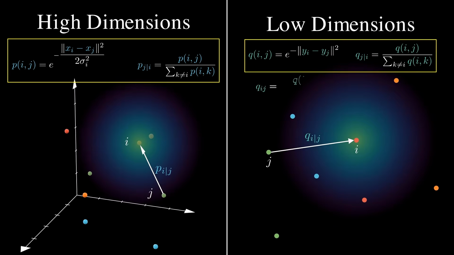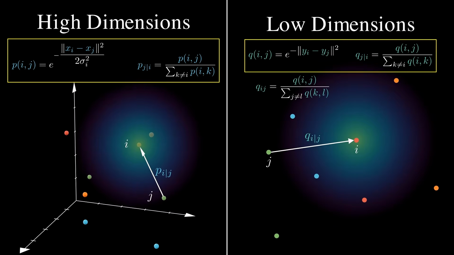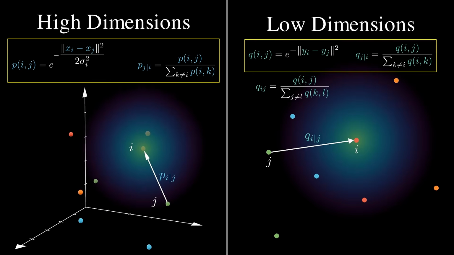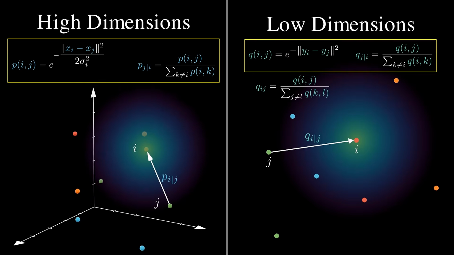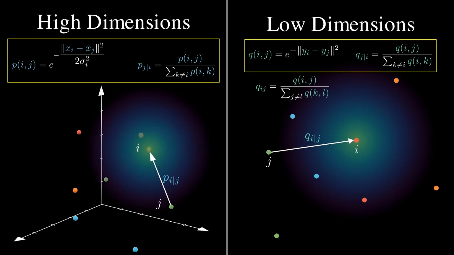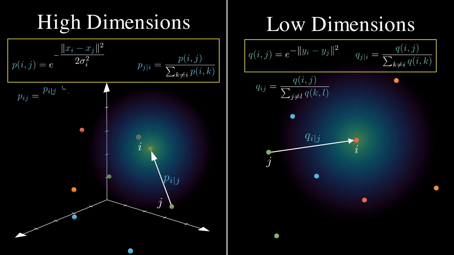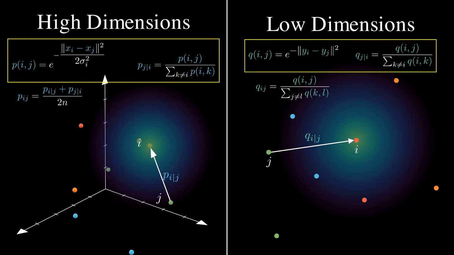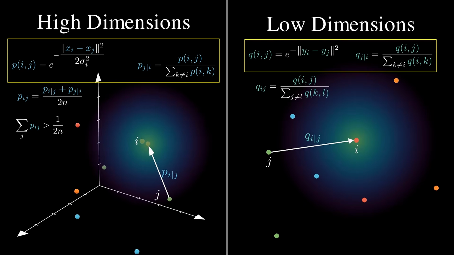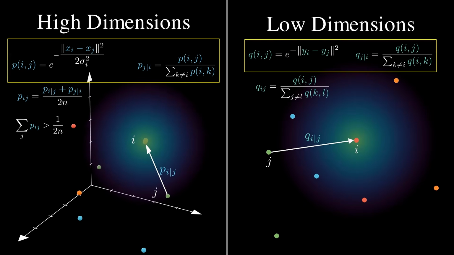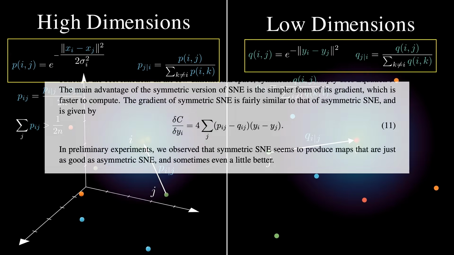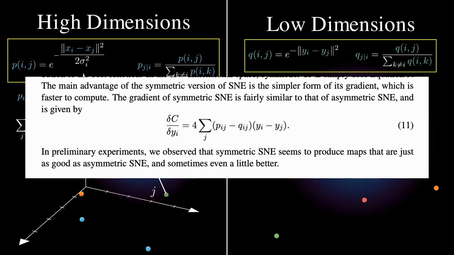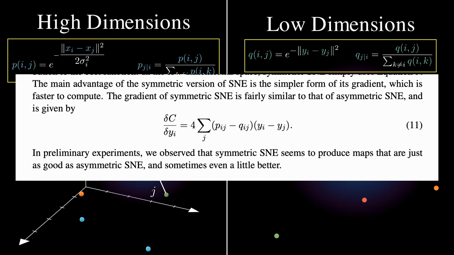In low dimensions, we can replace the denominator with the sum of Gaussians for all pairs of points. In high dimensions though, this doesn't work as well because sometimes, for example with an outlier, this doesn't give us enough information to place that point. Instead, we simply set pij and pji to the mean of the two asymmetric similarities divided by n. This makes the symmetric similarities large enough to be significant while also being roughly on the same scale. In preliminary experiments, we observed that symmetric SNE seems to produce maps that are just as good as asymmetric SNE, and sometimes even a little better.